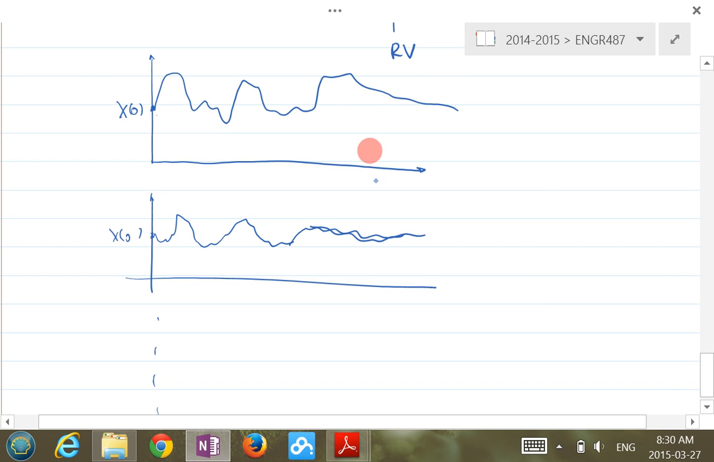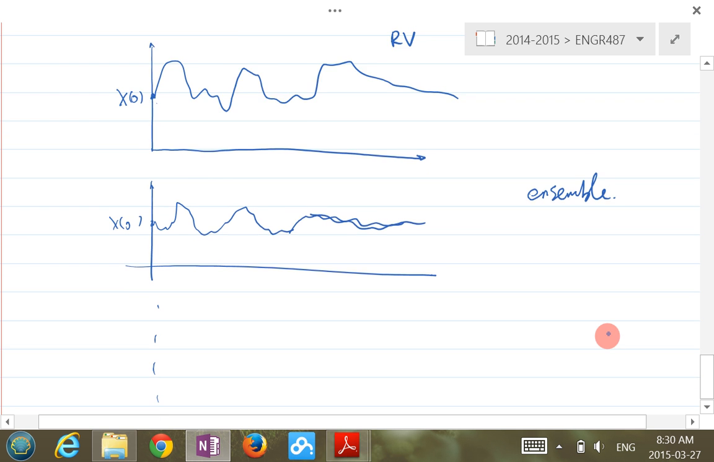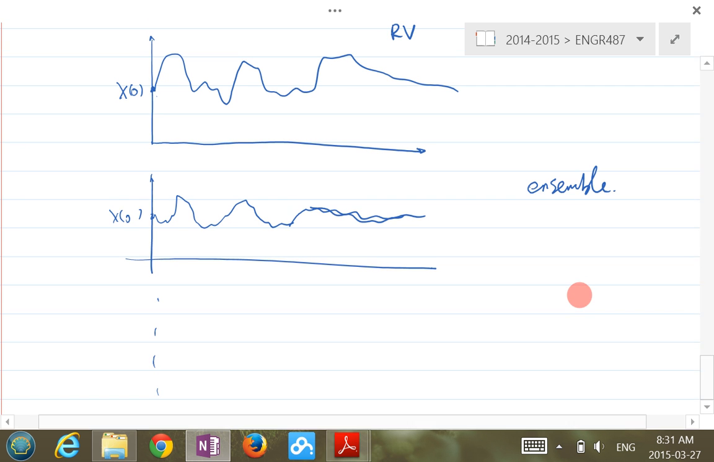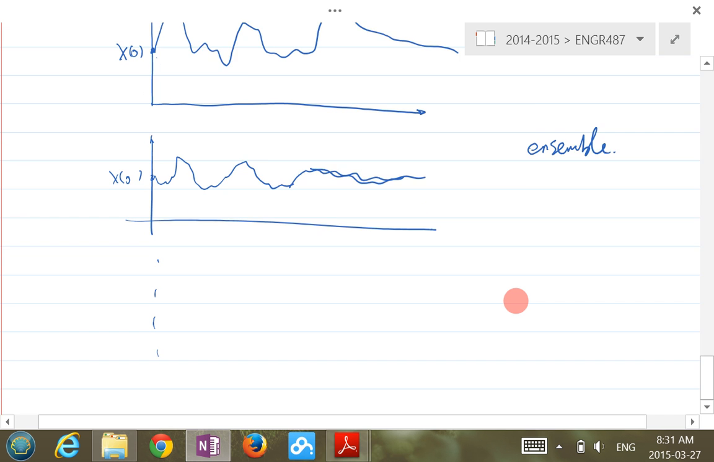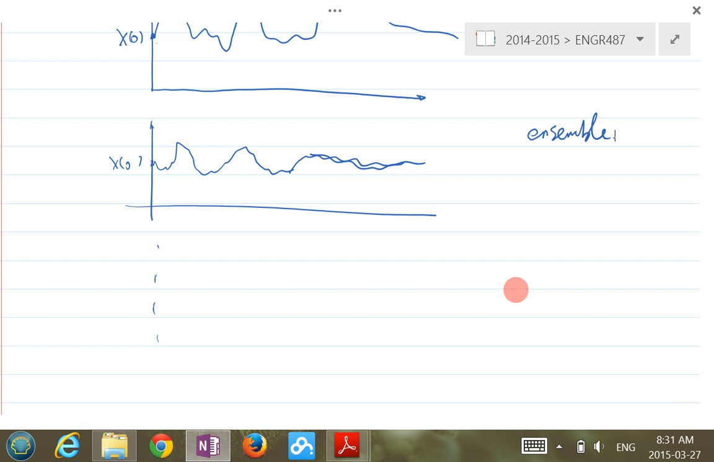So the number of experiments that you do, or the result that you obtain, we often call that an ensemble. A very good example is, let's say you launch a space shuttle, and you're interested in the temperature on the outside of the space shuttle when it is coming back to Earth, right?